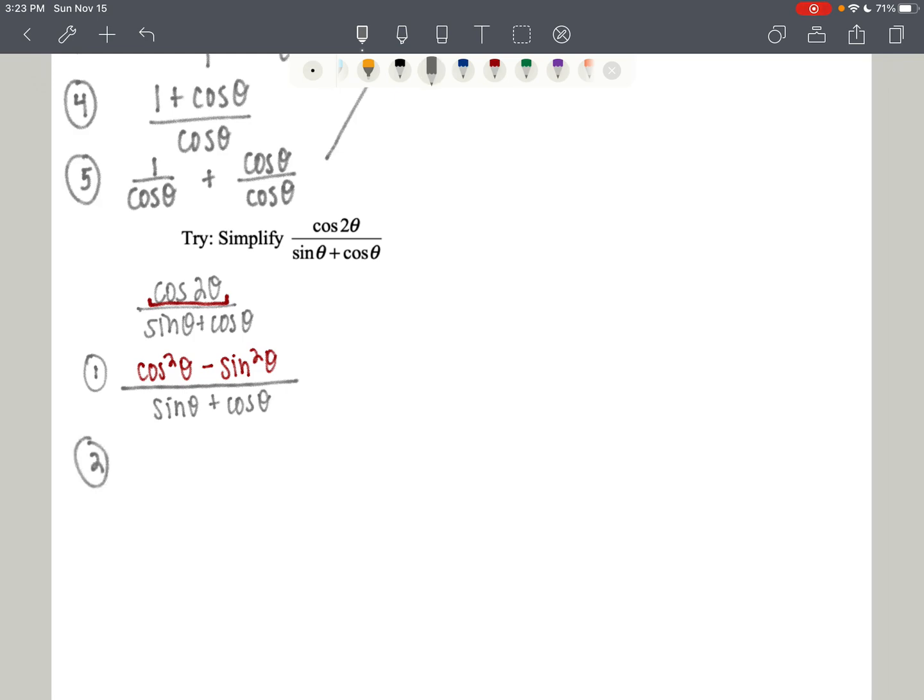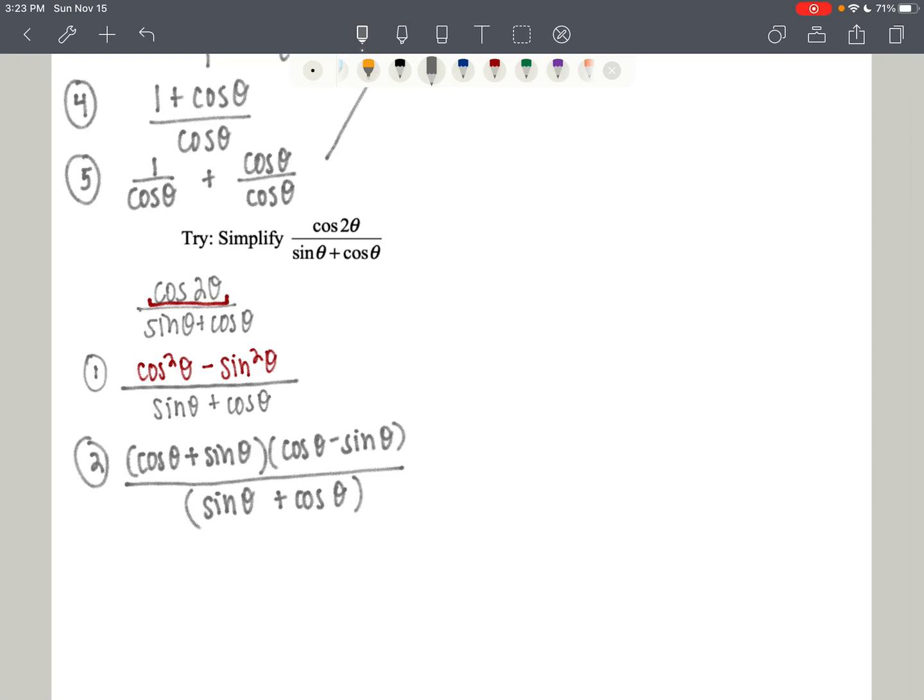But we can rewrite cosine squared of theta minus sine squared of theta to be cosine of theta plus sine of theta times cosine of theta minus sine of theta, because it is the difference of 2 squares. So remember a long time ago we talked about how important factoring is going to be, and it continues to pop up. Now cosine of theta plus sine of theta is the same as sine of theta plus cosine of theta. A plus b is in fact the same thing as b plus a. Therefore those binomials cancel, and our final answer is just cosine of theta minus sine of theta.